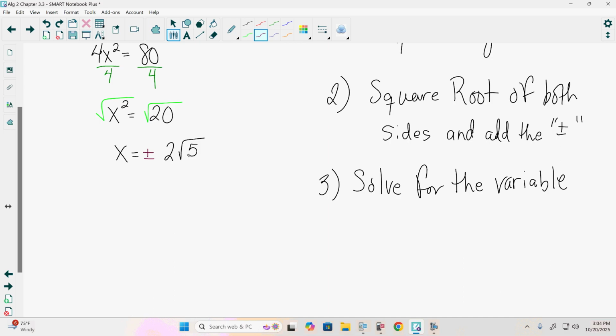Now the last step is to solve for the value of x, or solve for the variable. Is our variable by itself? Yeah, x equals. So that's it. We'll stop there. We will finish this too.